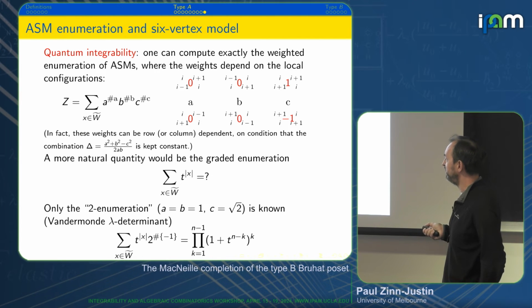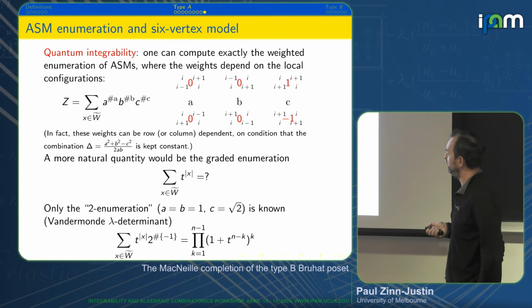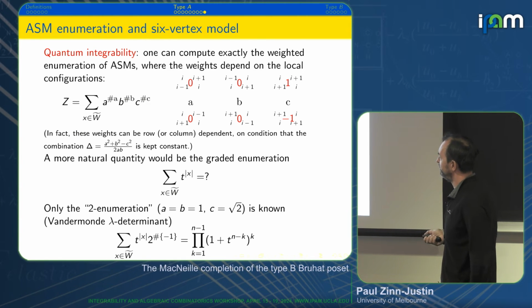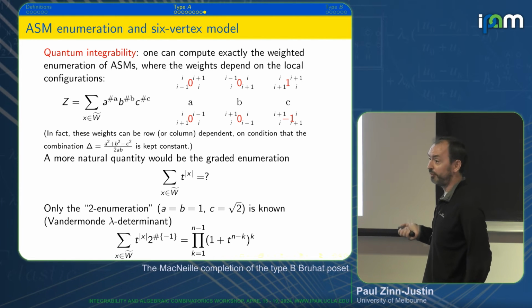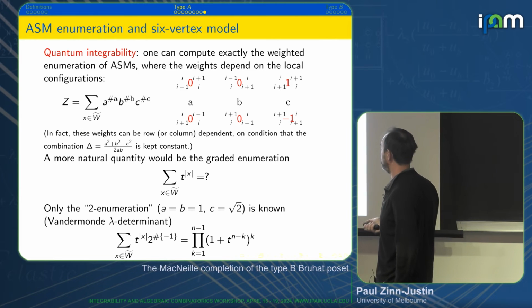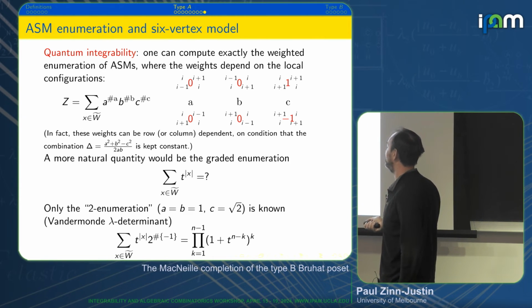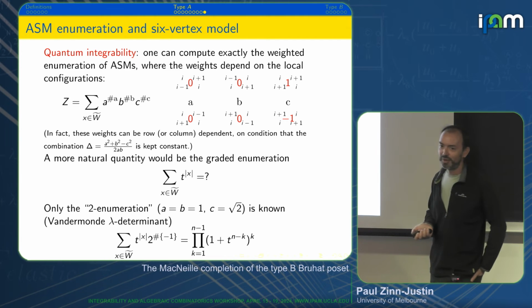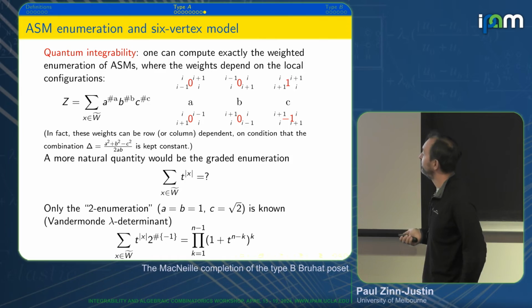This is this connection with the lambda determinants. In this case, the partition function, this Z here, turns out to be a Vandermonde lambda determinant, and there is a Vandermonde formula for lambda determinants of Vandermonde matrices. And so in this case, you know the explicit answer. So I only know it if I introduce this extra annoying 2 to the power of the number of minus ones, but I don't know anything else about this graded enumeration.